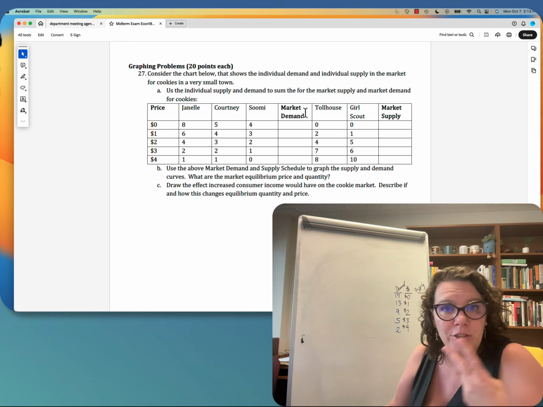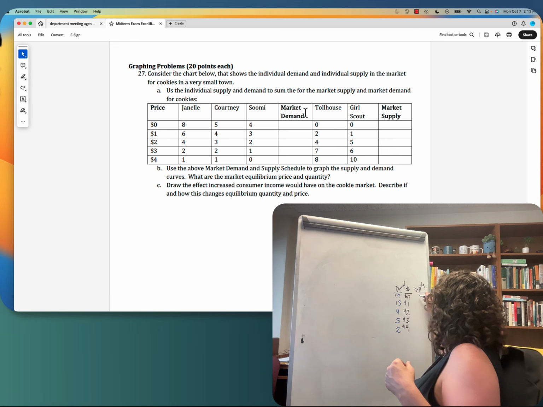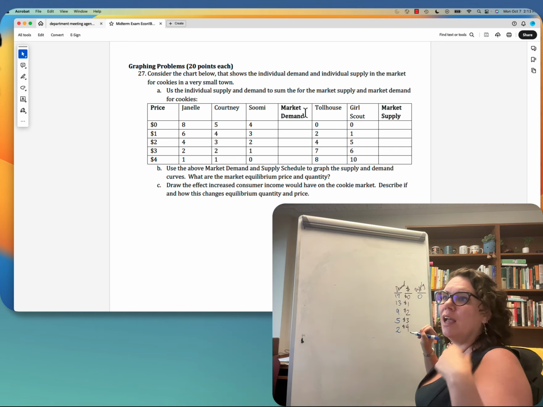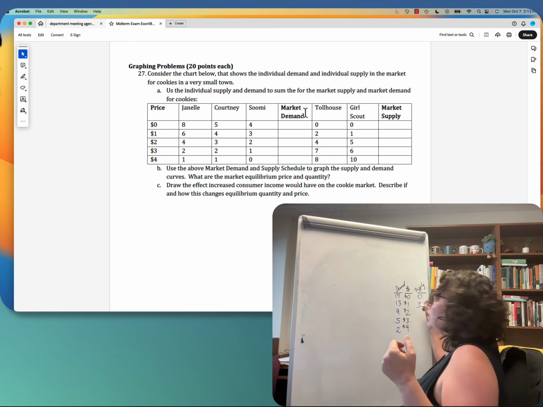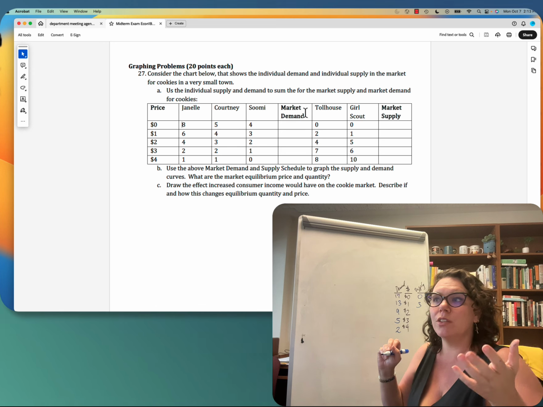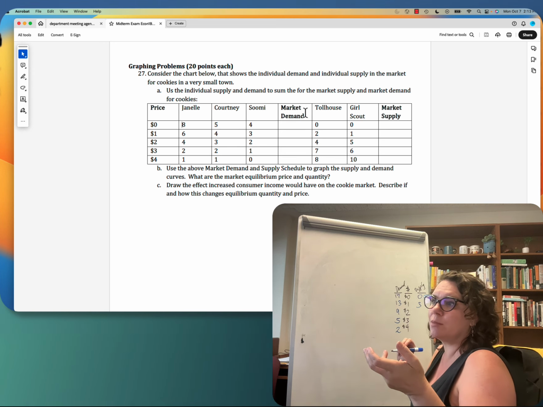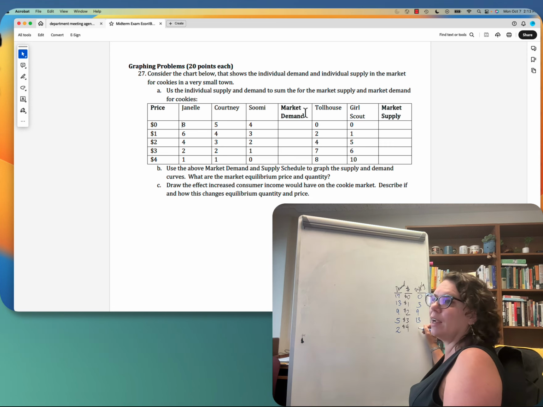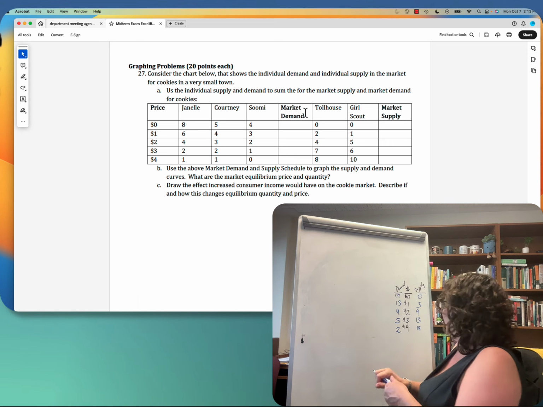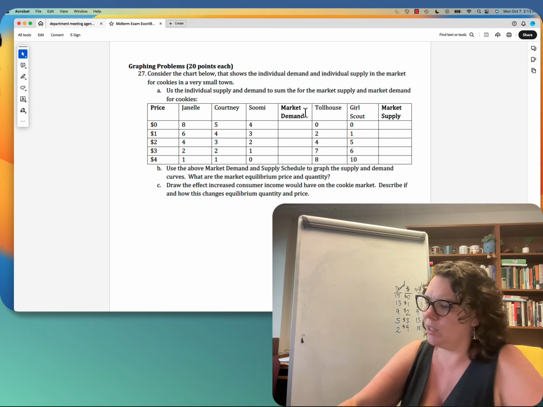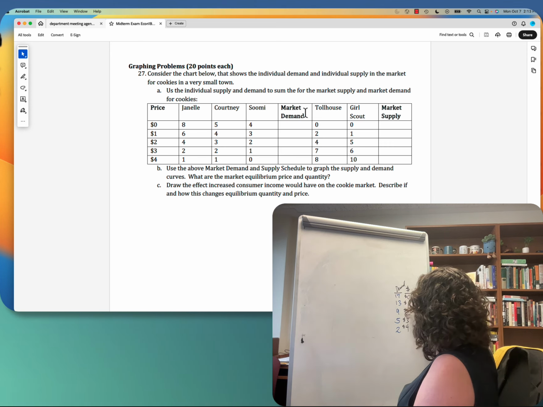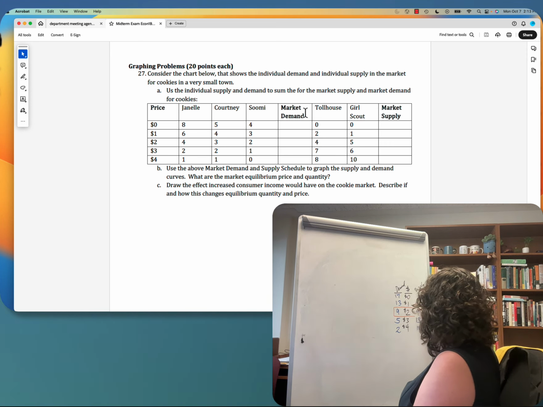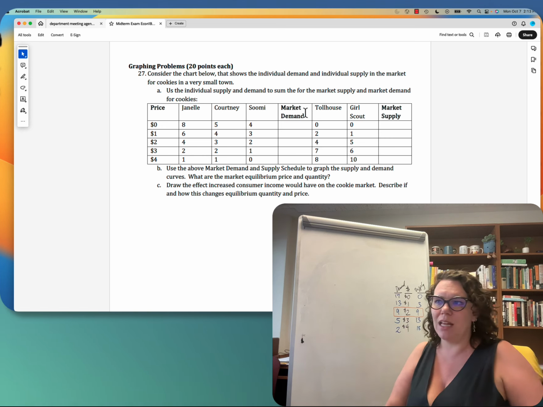On the supply side, we have 2 firms. At $0, they'll supply 0 cookies. At $1, they'll supply a total of 3. At $2, Toll House supplies 4, Girl Scouts supply 5, so that's a total of 9. And then we get 13 and 18. And we can see already our equilibrium here is going to be at $2 because that's where quantity demanded is equal to quantity supplied.